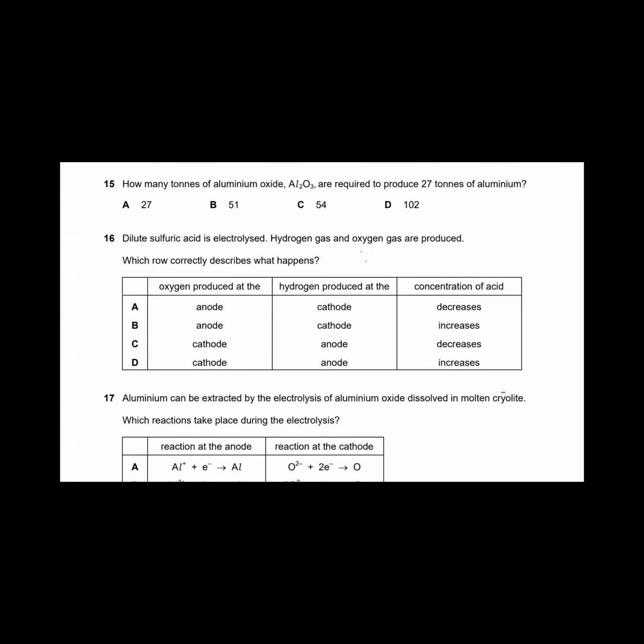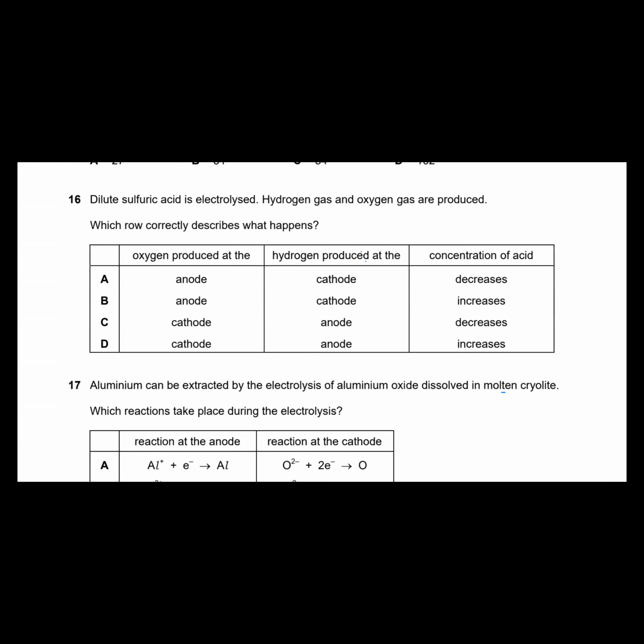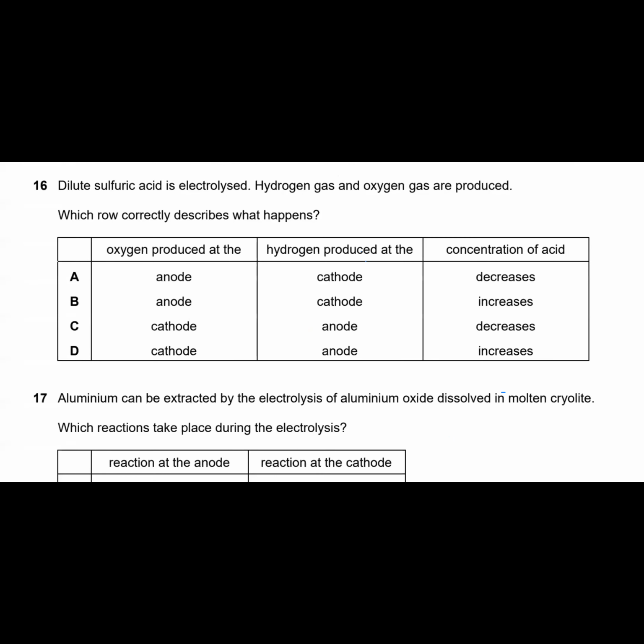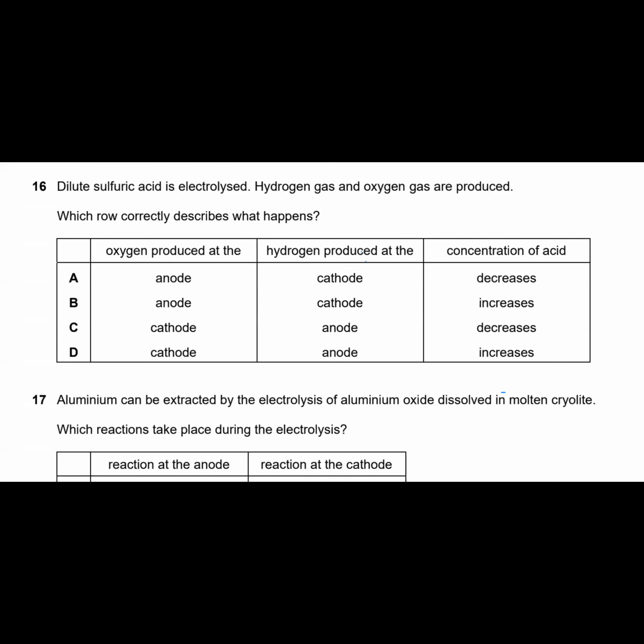If you didn't get it, tell me. Okay, what about the next one? Question 16. Dilute sulfuric acid is electrolyzed, and hydrogen gas and oxygen are formed. What is the answer? Anode, cathode. Okay, it's an electrolysis question.